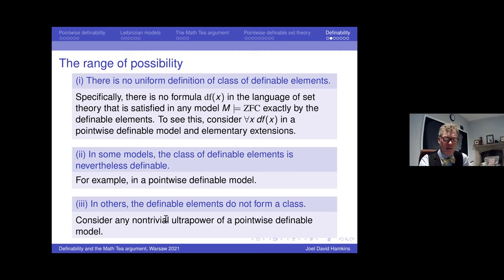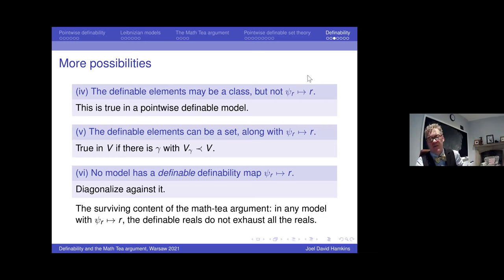So you can have the definable elements forming a class, but without having the definability map. And that's true in a pointwise definable model because the definable elements are everything, which is a class, but the definability map isn't definable because then you could do the Math T argument. The definable elements can be a set along with that definability map.